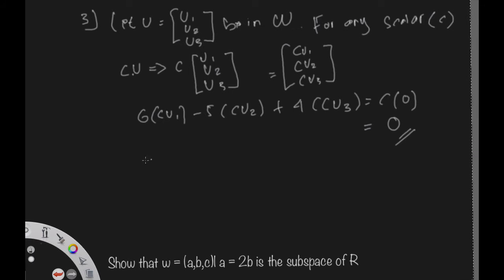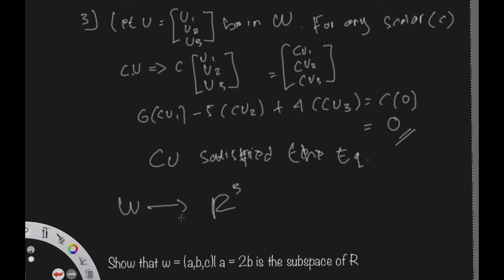So what is the conclusion? The conclusion, because the CU is also satisfied, the equation is satisfied, so it's called the third, scalar multiplication. So it goes under scalar multiplication, and it will be concluded that the W is the subspace of R3. Then we will continue to the next exercise.